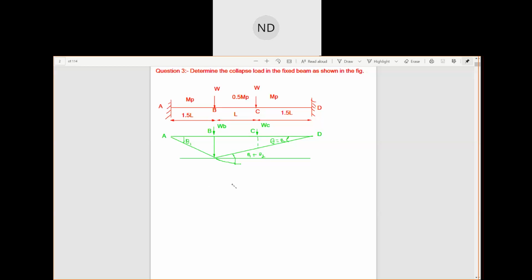And here this distance is how much? Since we are considering here to be the collapse, we have to know this distance. This entire distance is how much? Because this was L plus 1.5 L. That means 2.5 L. This L plus this L is equal to this entire distance, 2.5 L. This is, we know, 1.5 L obviously. So now we have to calculate this, right?